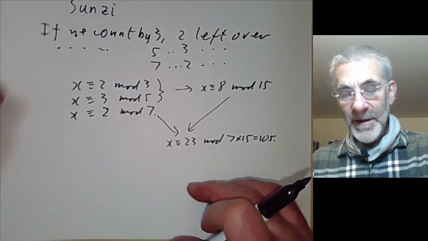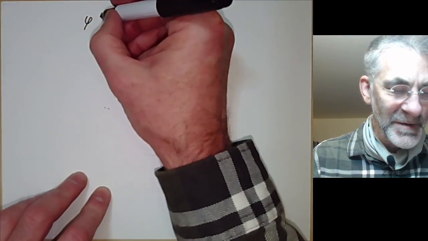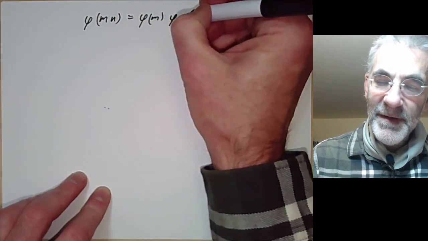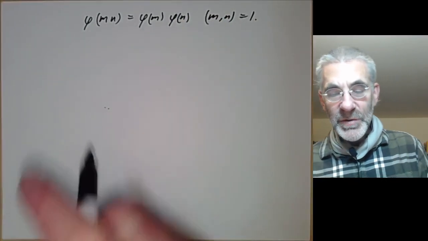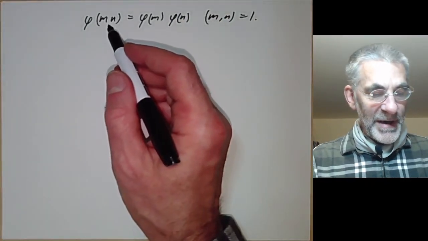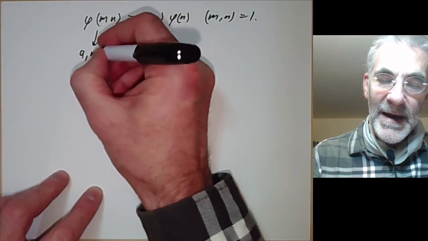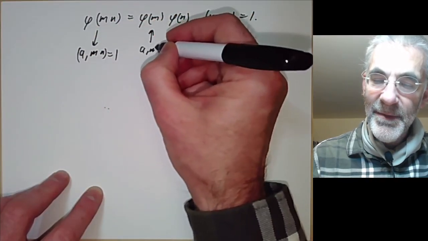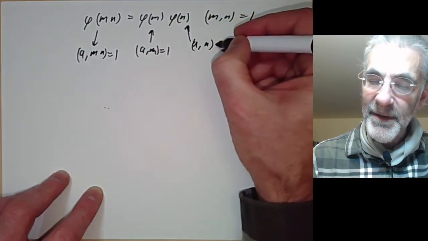Now, earlier I showed that there was this identity for Euler's phi function, which says that phi of mn is equal to phi of m times phi of n whenever m and n are co-prime. And you can sort of prove this using the Chinese remainder theorem as follows. So here we're just counting the numbers with a, mn equals 1, and here we're counting the number of things with a co-prime to m, and here we want a co-prime to n.